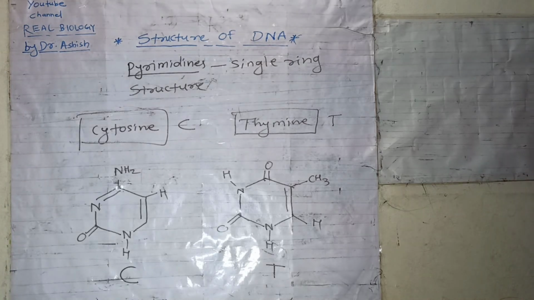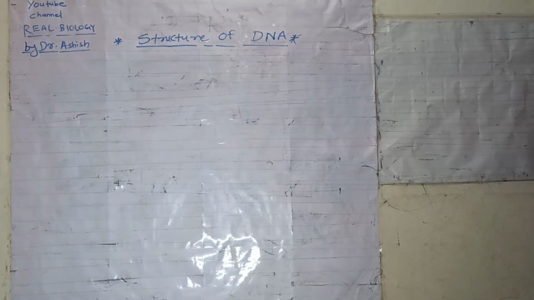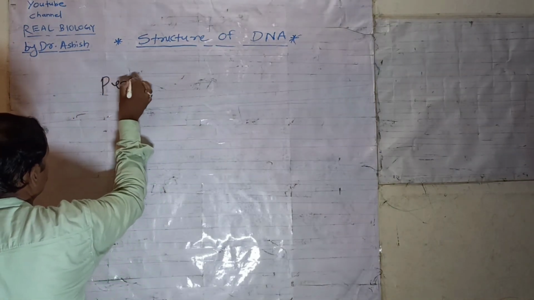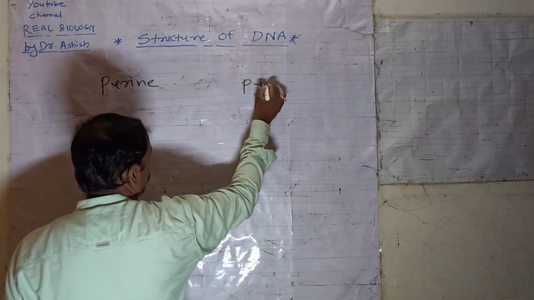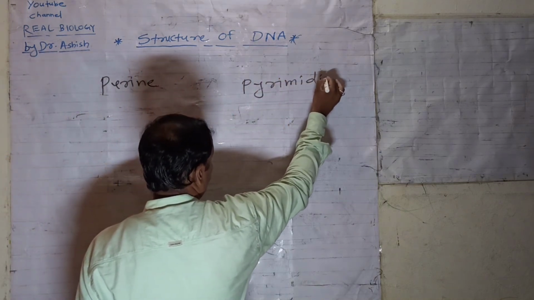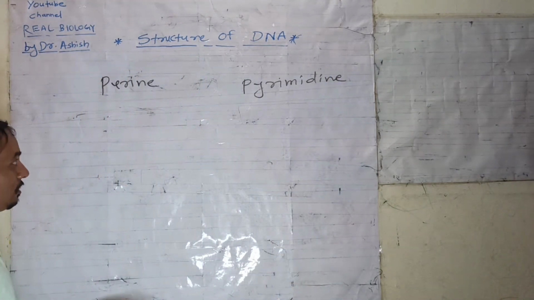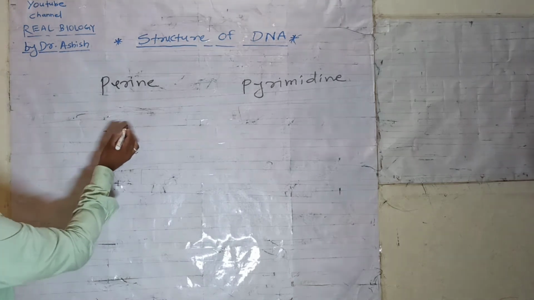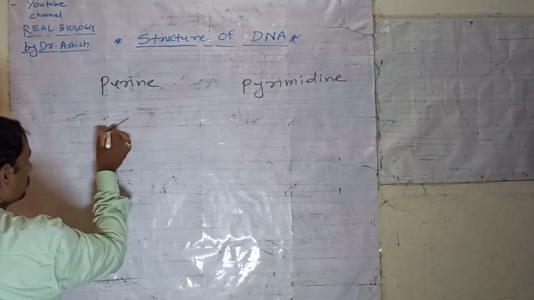After this, we are going to study the numbering of these rings. Let's see how the numbering is given according to chemical nomenclature. Now let's see how the numbers are given to the purine molecule and to the pyrimidine molecule. Let's draw a purine molecule first along with the pyrimidine molecule. So it is purine and it is pyrimidine. Now let's see the purine molecule.